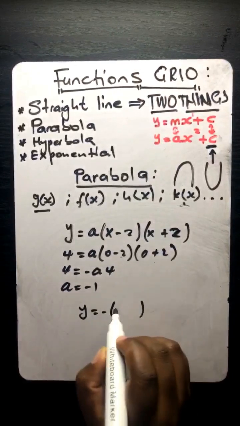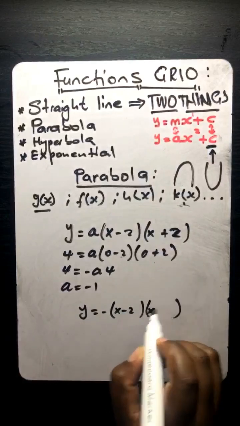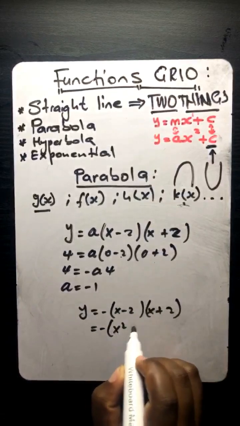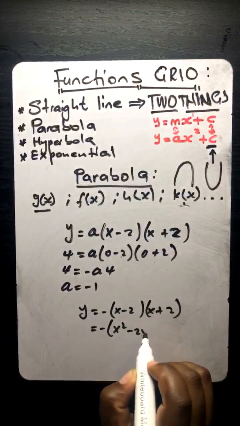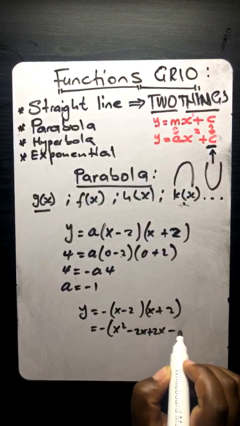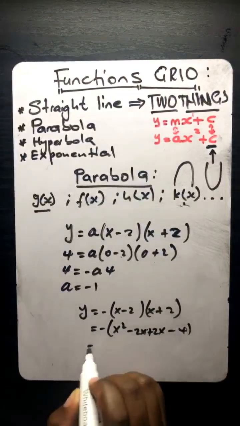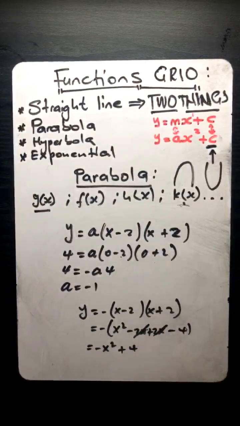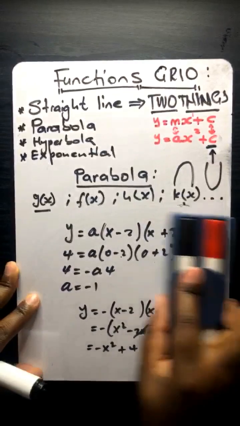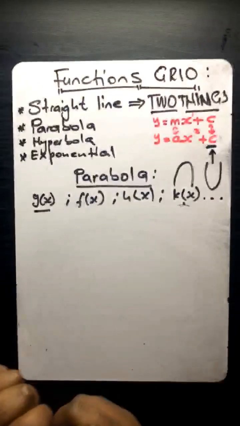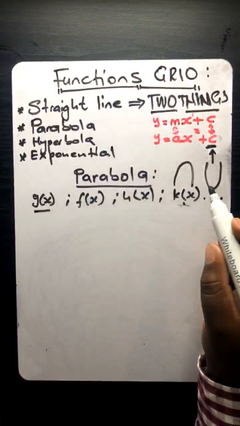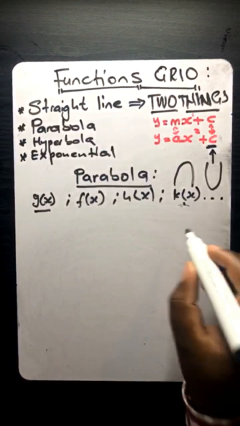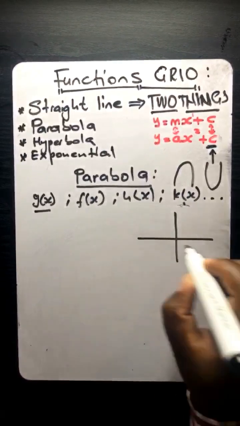Okay, so this is what we now have: negative 1, x minus 2, x plus 2, which gives x squared, minus 2x plus 2x, and minus 4. I think this is what also applies to you guys. I will need you to listen very carefully, because if you can understand this process, you won't struggle in many cases. This is what we initially had.